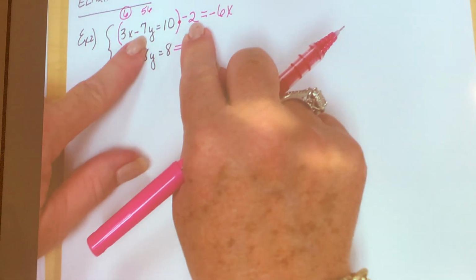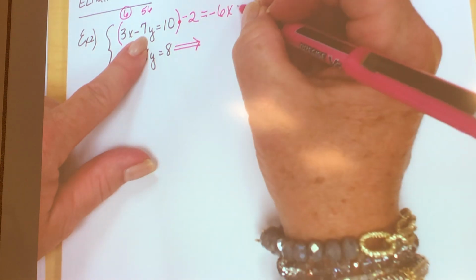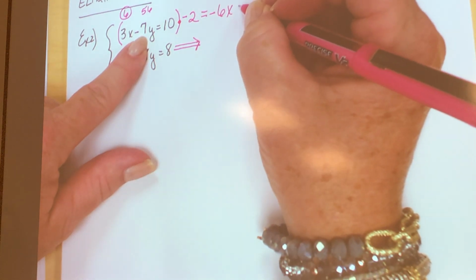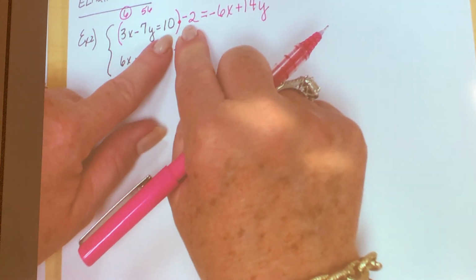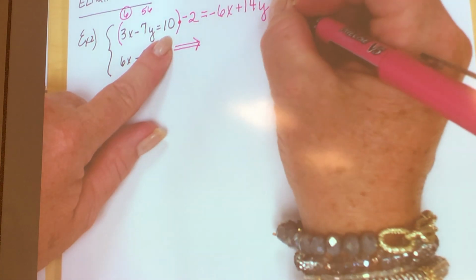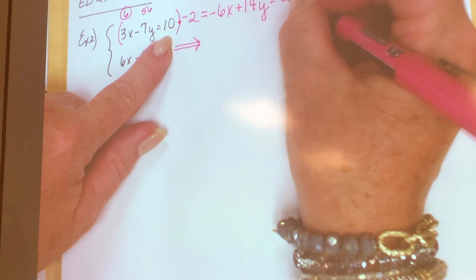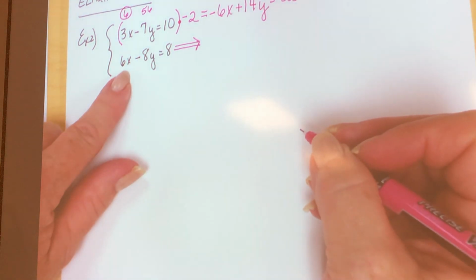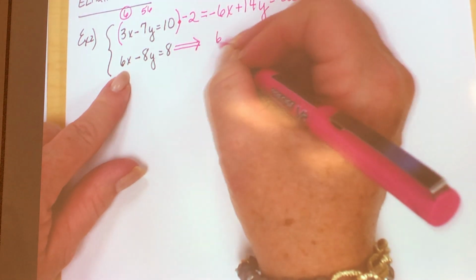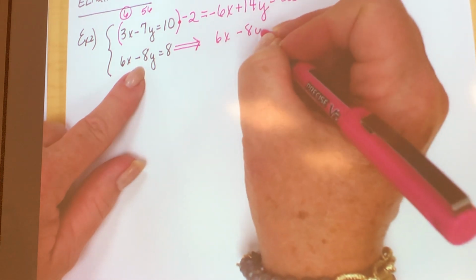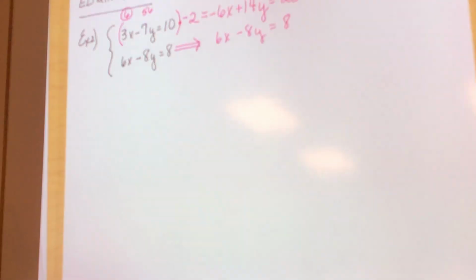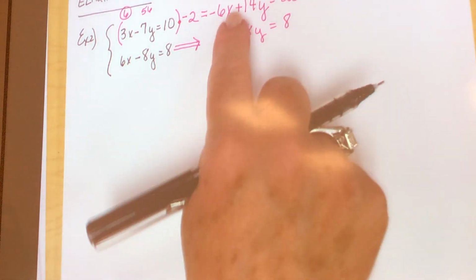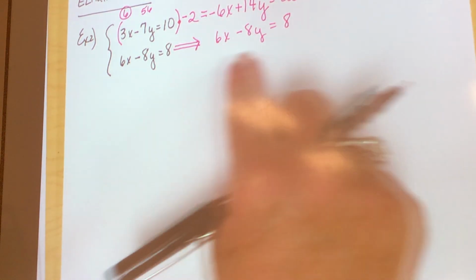What's negative 2 times negative 7y? Plus 14y. What is negative 2 times 10? Negative 20. Okay, now let's write this guy down. 6x minus 8y is equal to 8. Now, remember what I said. We want to make one of them disappear when I add them together.